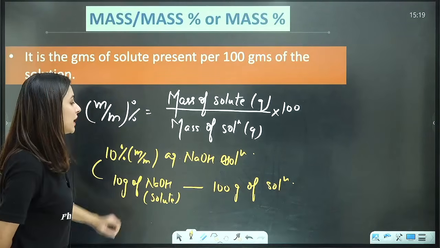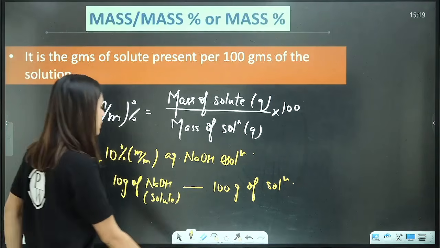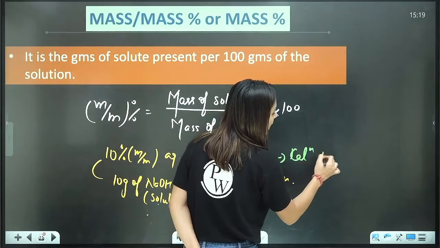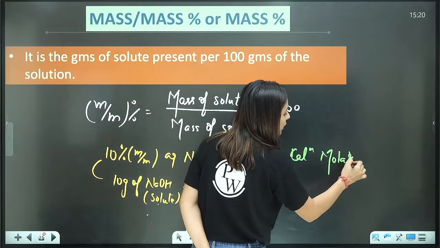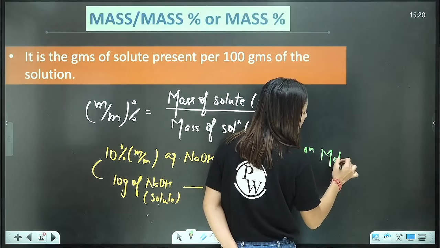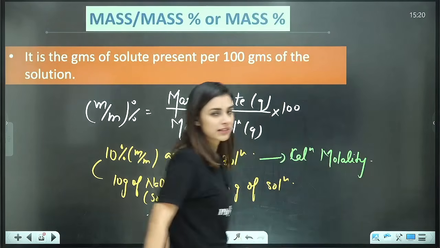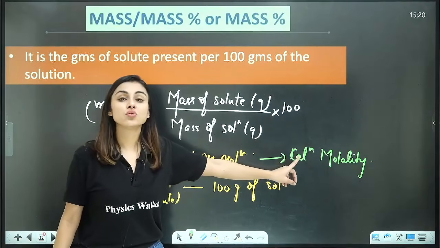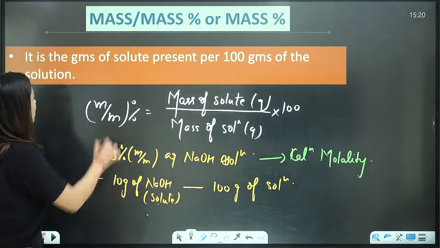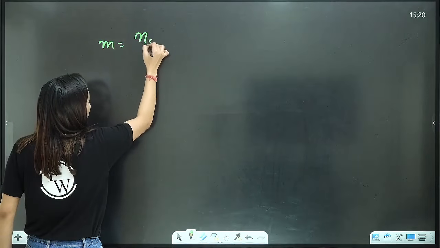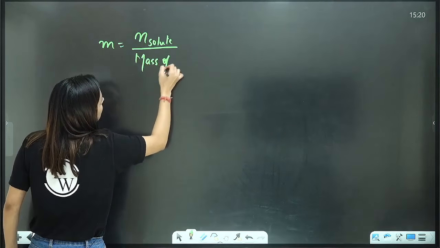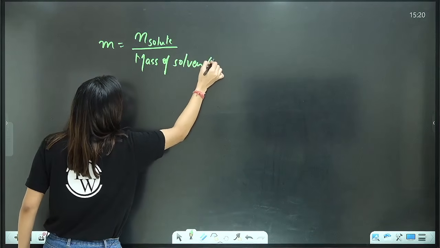If I tell you that in this particular question you have to calculate the molarity. No, let's first calculate molality. That would be much easier for you, and then we'll calculate molarity as well. For molality, what do I need? Molality means small m, and it means moles of solute divided by mass of solvent in kgs.